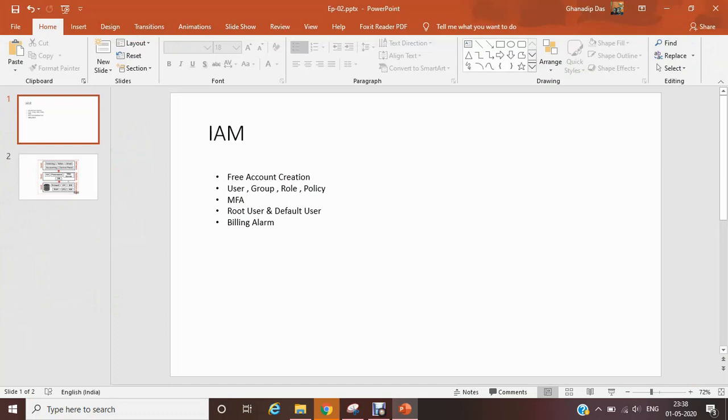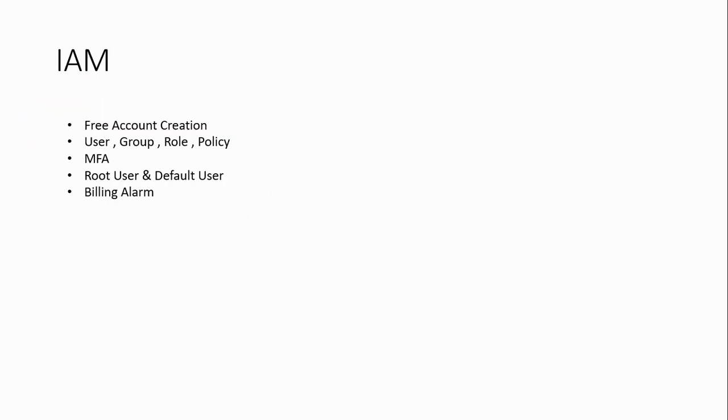Hello everyone. This is the first session of AWS Learn within 1 hour. So we are going to cover IAM today. As we discussed in the previous session, we are going to have 6 modules, and the first one is Identity and Access Management. What we are going to learn here: creating a free account, what is the user, group, role and policy, how to activate multi-factor authentication, what is the root user and the default user, and how to create a billing alarm so that you are notified when your usage goes above a limit.